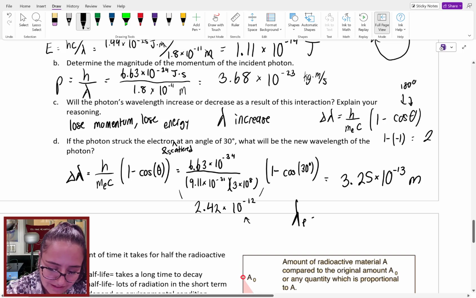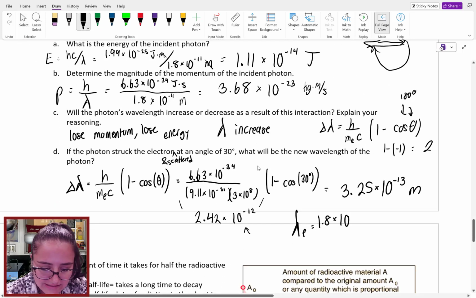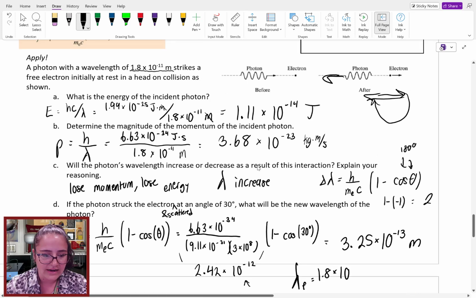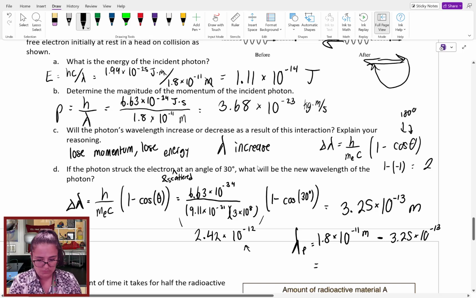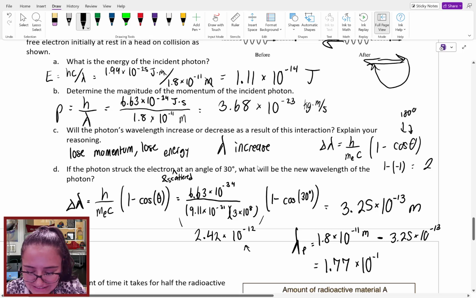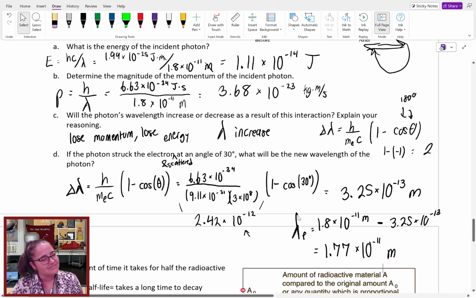So if we want the wavelength final, okay, it will be the initial wavelength, which was 1.8 times 10 to the negative 11 meters, minus this change, 3.25 times 10 to the negative 13, to give us 1.77 times 10 to the negative 11 meters. Okay, so a barely significant change in that wavelength. Okay, cool.